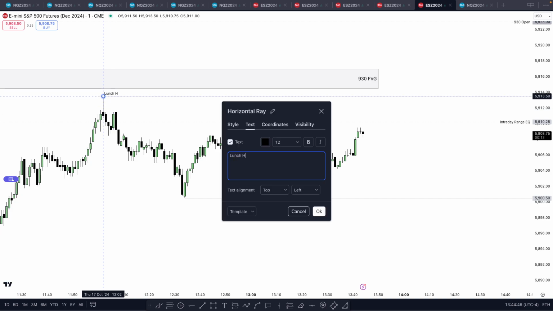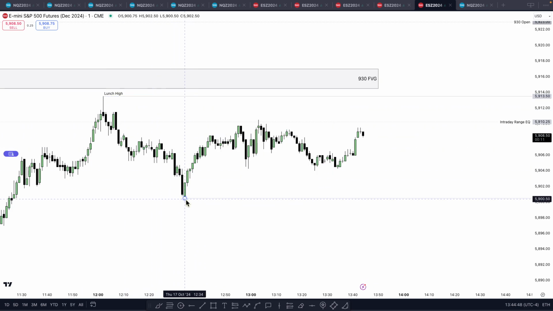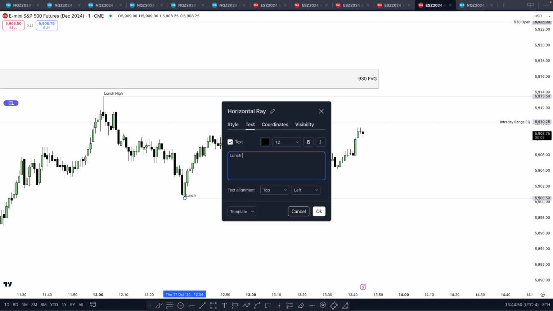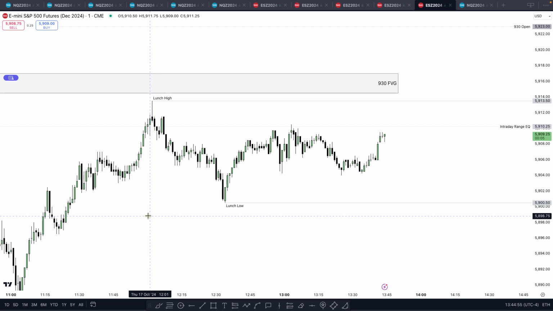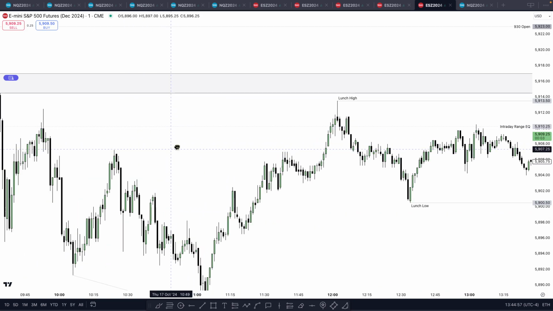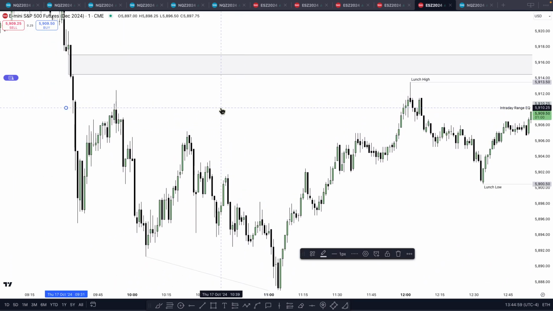I like how that 9:30 fair value gap is right there. Just get our session liquidity marked out so we know where we are in relation to the range. Okay, this is not intraday equilibrium anymore. It was this morning.